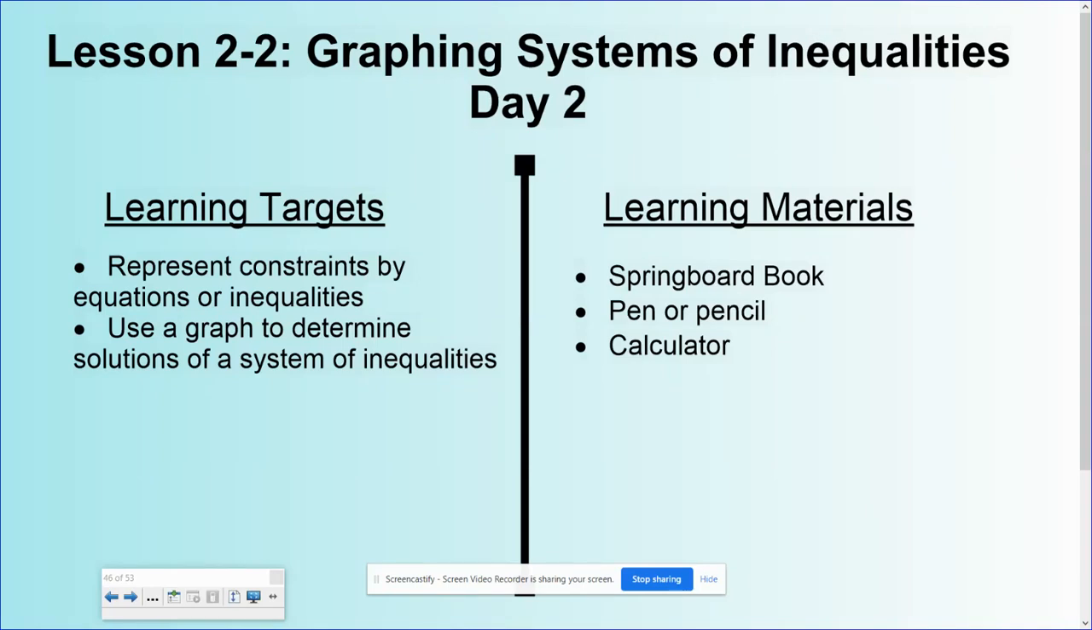All right, guys, so welcome back for part two, where we're going to be graphing a system of inequalities. So today we're going to represent constraints by equations or inequalities, and then use those to graph and determine solutions for that system. So you're going to need a Springboard book today, something to write with, and your calculator handy.